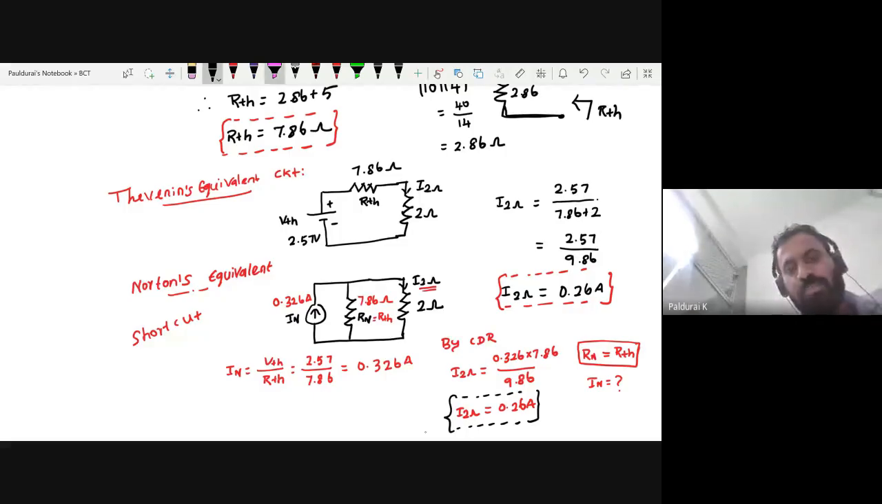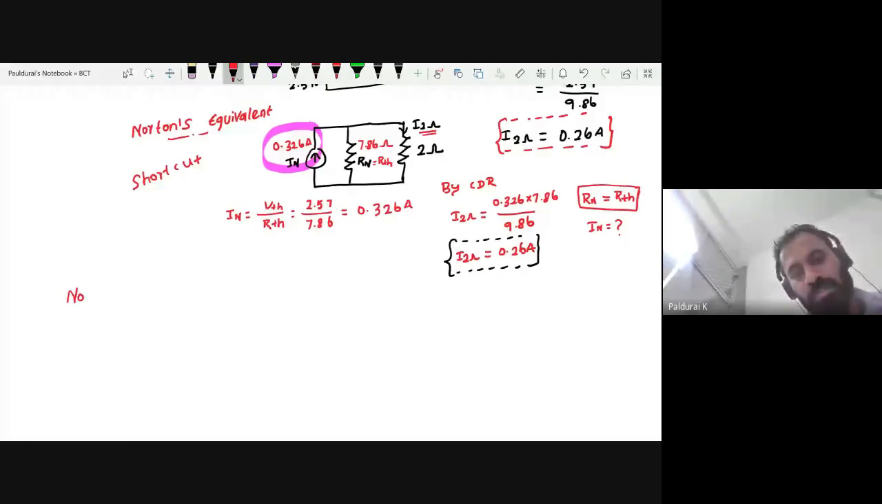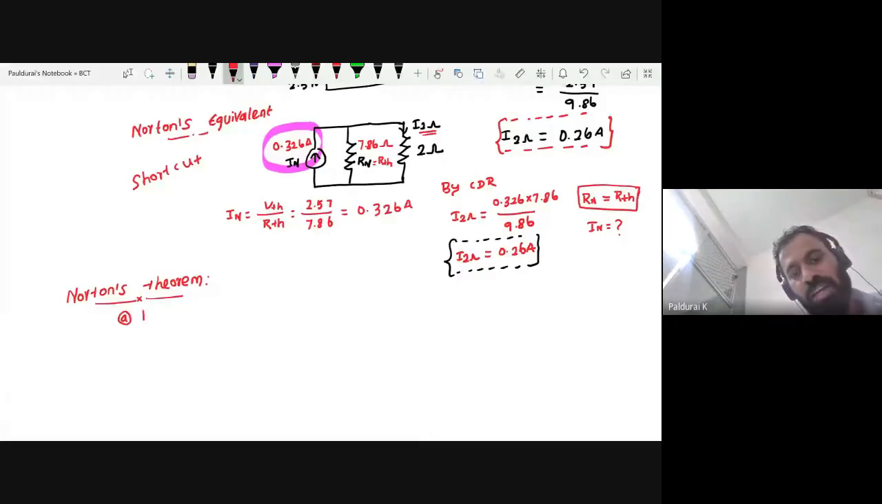But what is the value for IN? It's very important. 0.326. So now put the heading Norton's theorem. So here first you want to calculate IN, Norton current. So the procedure to calculate IN.